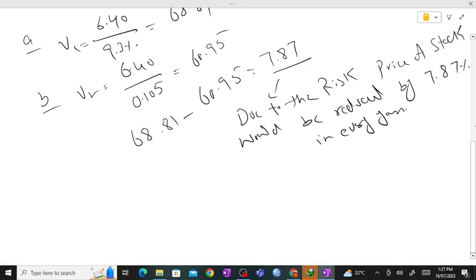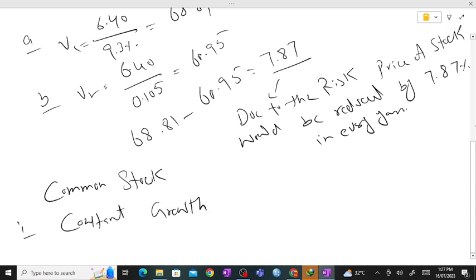Now we have to put more attention on the common stock. Common stock model number 1 is constant growth. What does constant growth mean? It is an approach to dividend valuation that assumes the dividend growth is constant, like 5% or 6%, and remains so forever. Keep in mind you would get the word always, forever, or infinite.